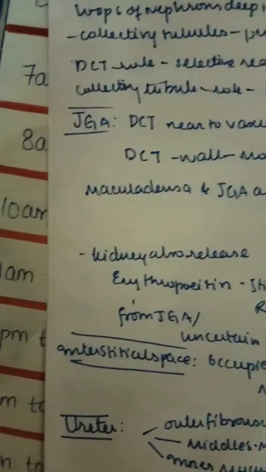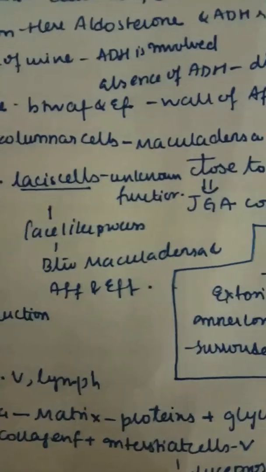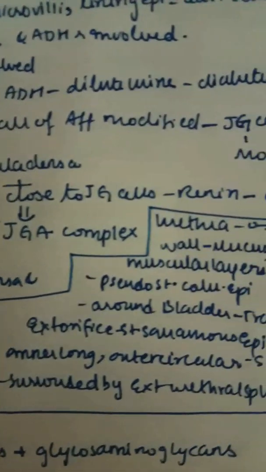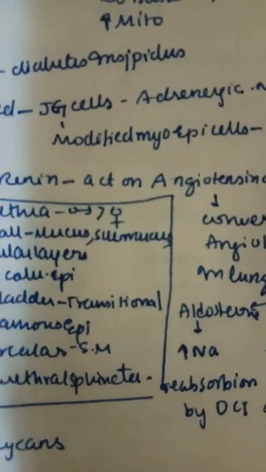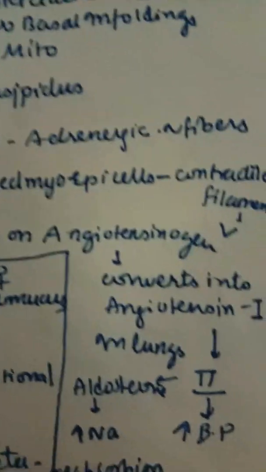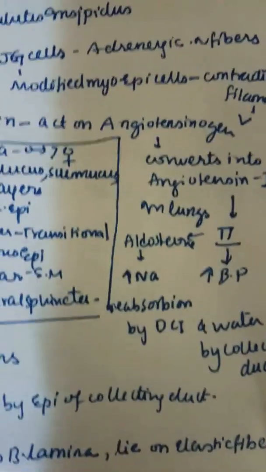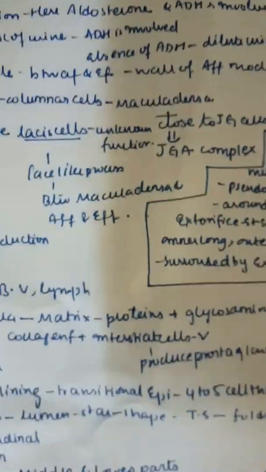So JG is the juxtaglomerular apparatus. The DCT lies near the vascular pole between the afferent and efferent arterioles. The wall of the afferent arteriole is modified, and the JG cells are present there. They are innervated by adrenergic nerve fibers, and these JG cells are modified myoepithelial cells which mainly have contractile filaments. The DCT wall is modified and has columnar cells, that is, the macula densa is present.